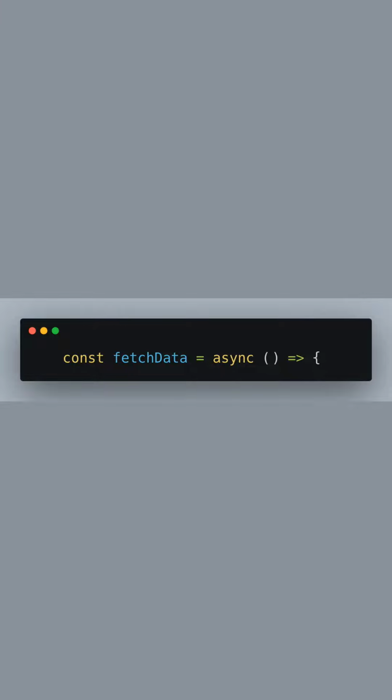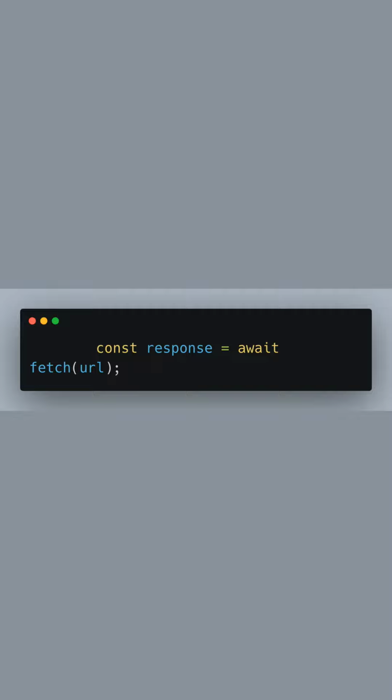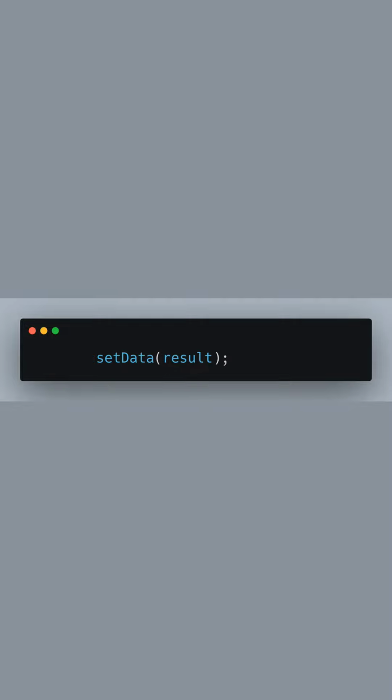Inside useEffect, declare an async function fetchData. Implement a try block to attempt fetching data. Use fetch to make the API call to the provided URL. Convert the response to JSON. Update the data state with the result.